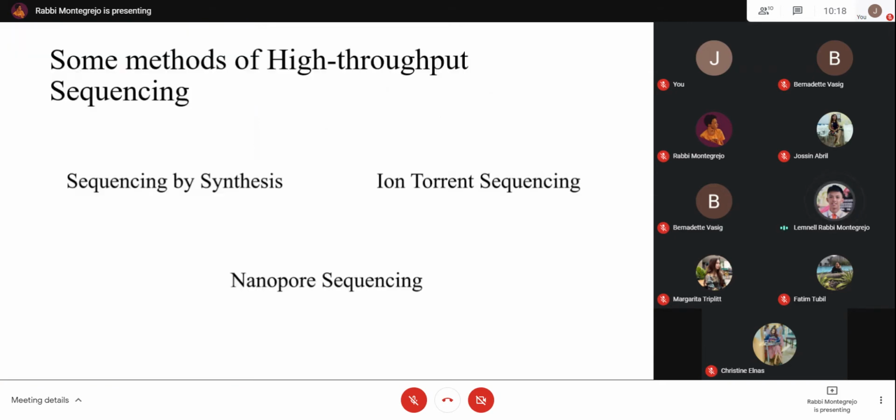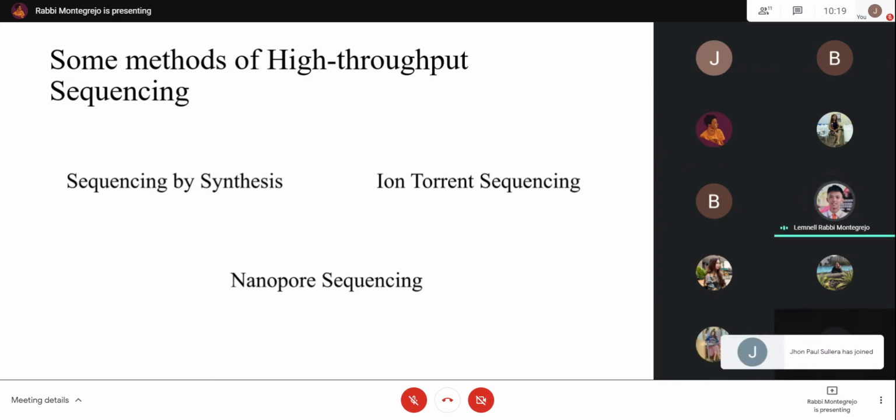So, as I said earlier, there are three of the latest and most prominent sequencing technologies. One is sequencing by synthesis, second ion torrent sequencing, and the third is nanopore sequencing. Now, it is worthwhile to note that there are many more sequencing technologies out in the industry, but these three are few of the most promising. So sila akong gipili. The first is sequencing by synthesis.